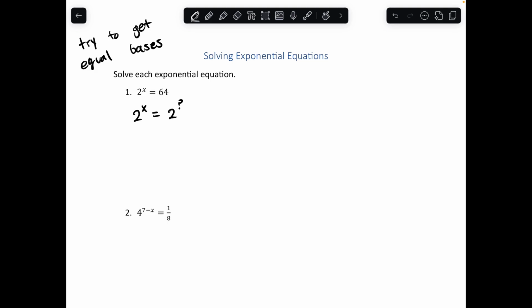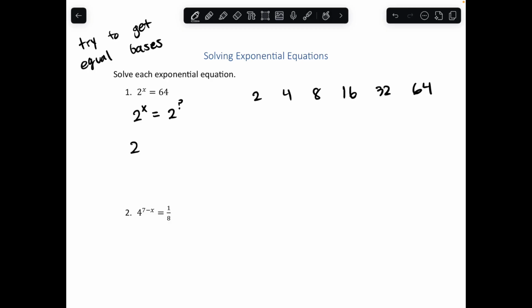Well, if I go to the second power, 2 will be 4. If I go to the third power, it's 8, and then the fourth power is 16. 32 is the fifth power, and then 64 is the sixth power. So I really can write 64 as a power of 2.